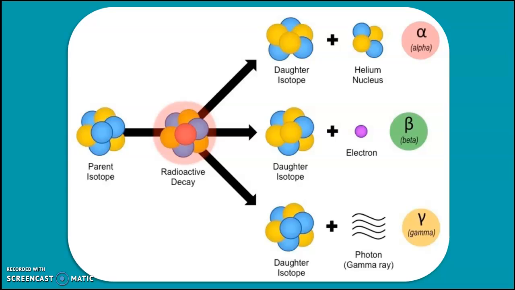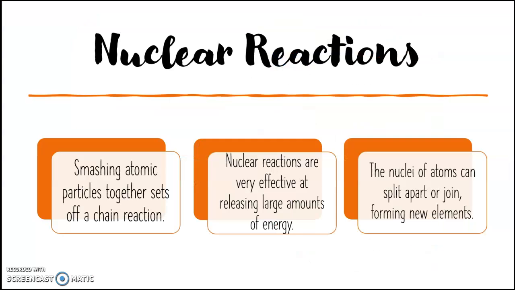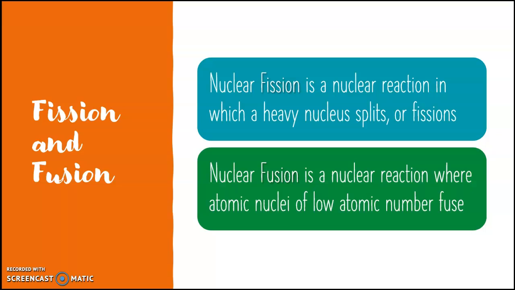During radioactive decay, the parent isotope can decay into a daughter isotope, and potentially alpha, beta, and gamma radiation. In nuclear reactions, atomic particles are smashed together to create a chain reaction, and energy is released. Through these reactions, atomic nuclei can form new elements by splitting or joining. Splitting and joining are called nuclear fission and nuclear fusion, respectively.